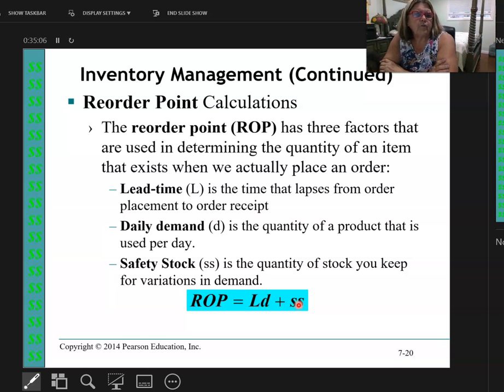Now, I don't know if you guys know it, but during the pandemic, manufacturing lead times increased dramatically because product could not be available readily, and manufacturing facilities were shut down. So this is how I calculate reorder points.